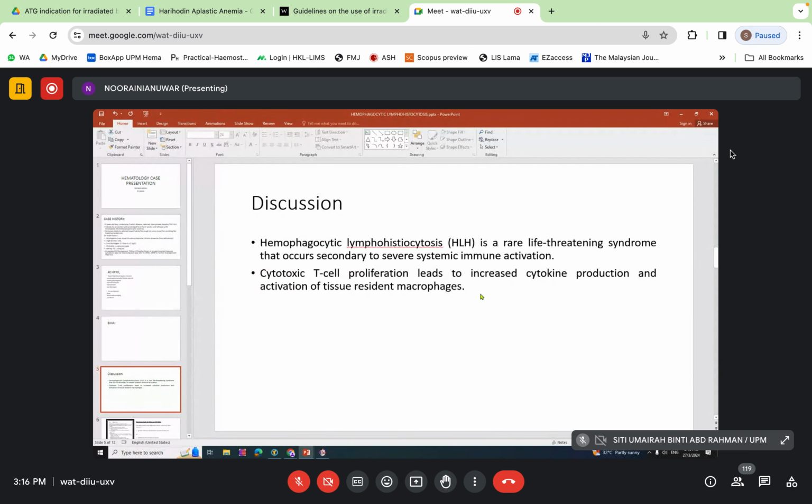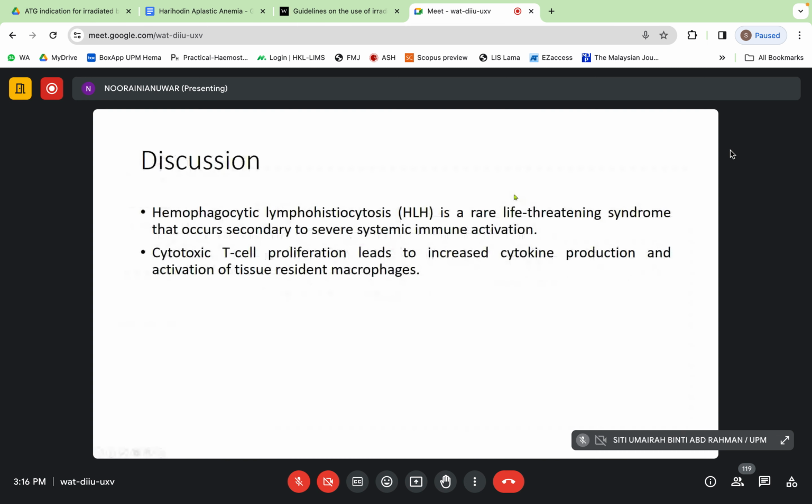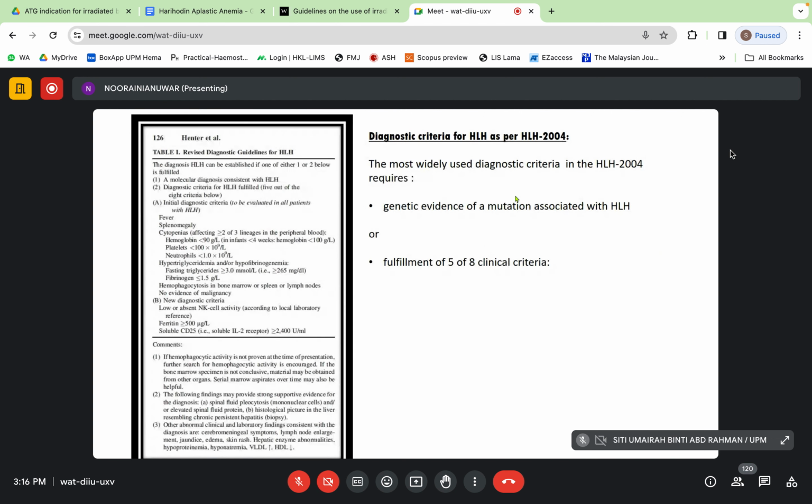My part of the discussion would be more on the morphological part instead of the clinical part. We know that HLH is a very life-threatening syndrome that occurs secondary to severe systemic immune activation and cytotoxic T cell proliferation, leading to increased cytokine production and activation of tissue resident macrophages, which causes increased hemophagocytic activity, as we see. For the diagnostic criteria for HLH, as per the HLH-2004 protocol, the diagnosis of HLH can be established if either one or two below is fulfilled.